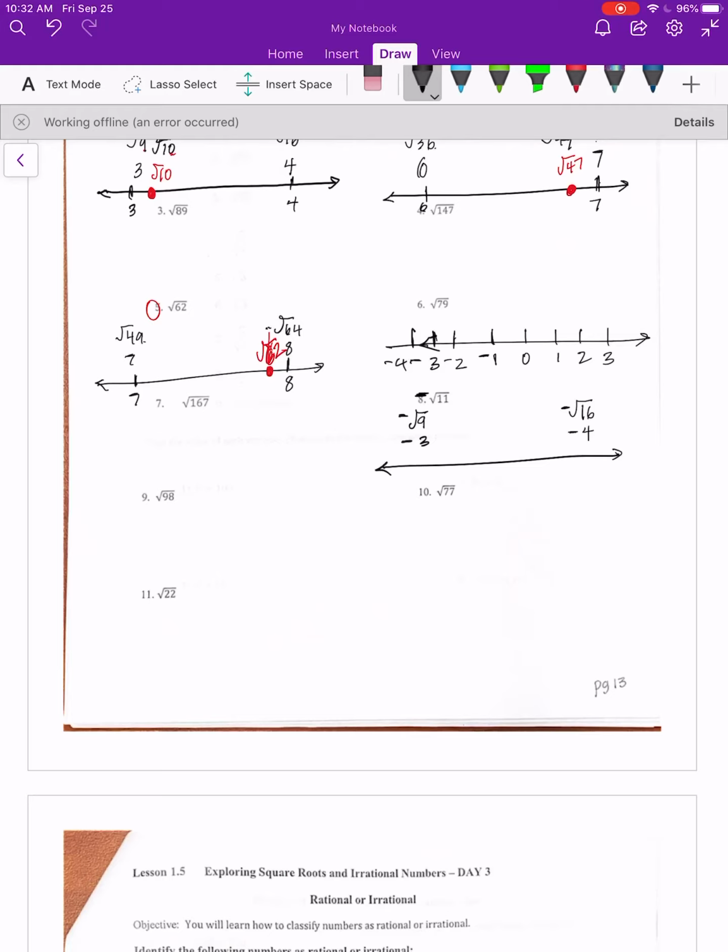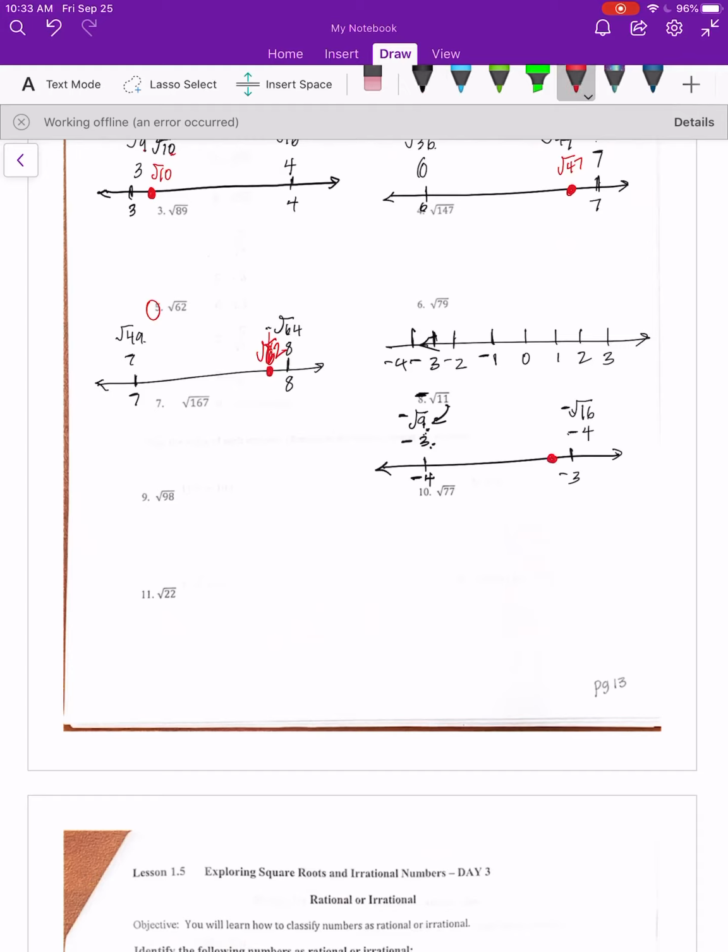So when I go to do this, I kind of have to flip-flop these two numbers because technically negative 4 is more to the left and negative 3 is to the right. Okay, so negative 11, is that closer to 9 or is it closer to 16? Well, it's closer to 9. So that means my number has got to be between 3 and 4, but it's going to be closer to 3. So when I go to place my dot, it's closer here.